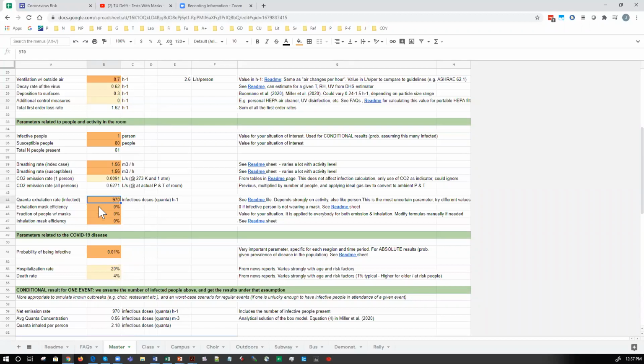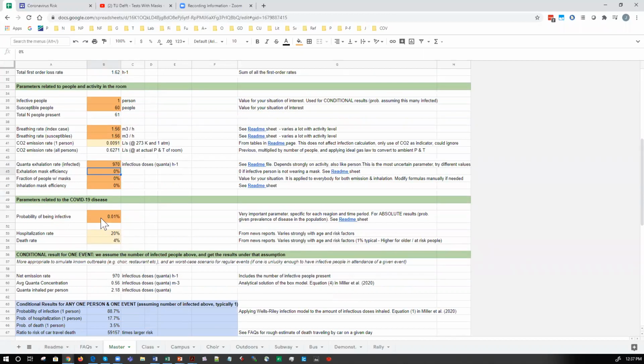And here you enter the efficiencies for the masks. If they were wearing masks, these would be 50%, 100%, and 30%. But for the choir, we leave them at 0 because they were not wearing masks; they didn't know at the time. And then the probability of being infective, which is again calculated for that case: they had a probability of 1 in 10,000 that one person was infective. They were unlucky in that particular choir. They won the lottery, or they lost the lottery, and they got a person who was infected and didn't know it, and that caused the outbreak.